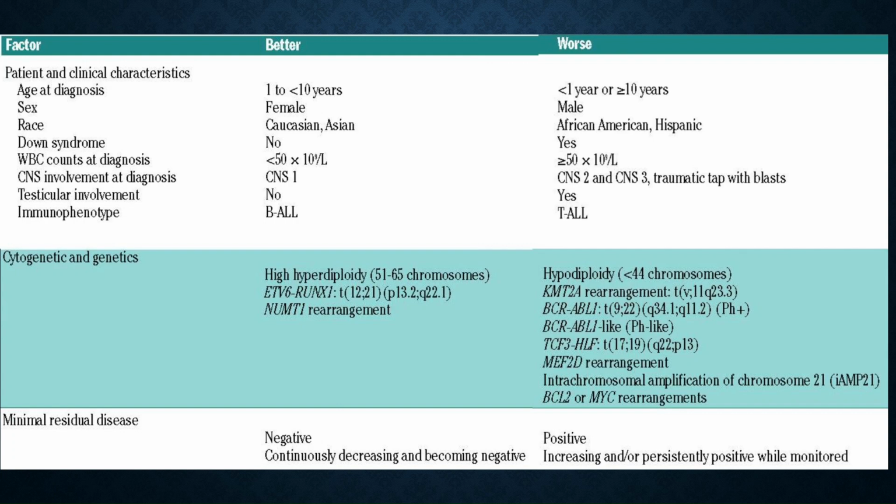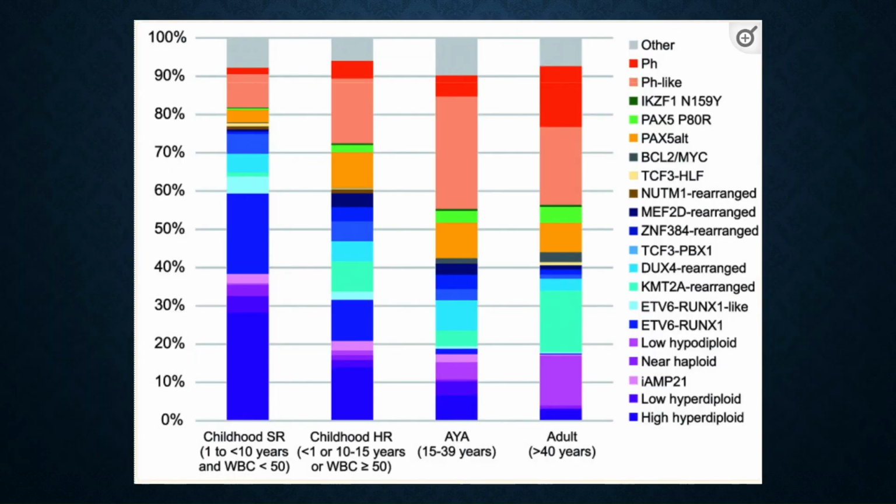And lastly, minimal residual disease. If it is negative and continuously decreasing or becoming negative, then it shows the better prognosis. And if it is positive and increasing or persistently positive while monitoring, it shows the worst prognosis. This chart shows the percentage of different molecular and genetic abnormalities according to the age of the patient.